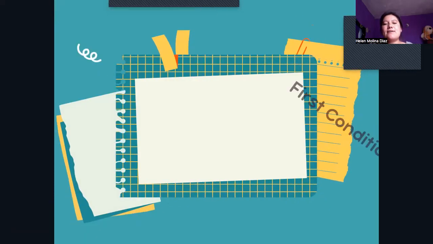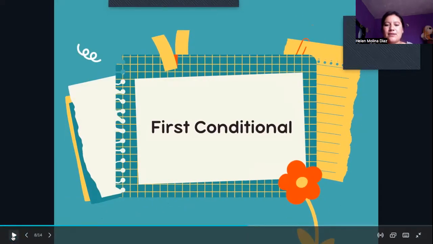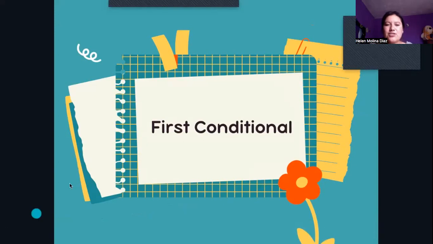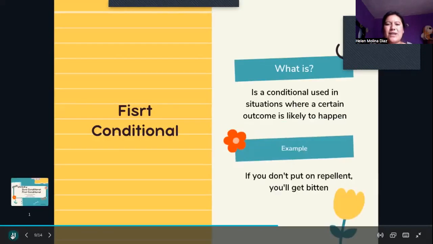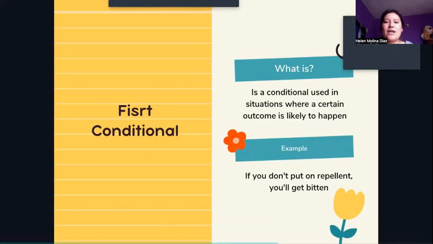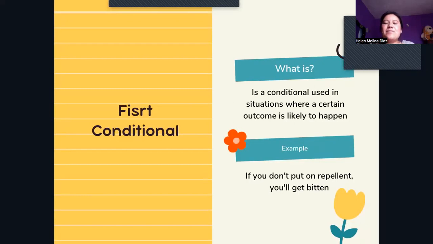And the first conditional. What is it? It's a conditional used in situations where a certain outcome is likely to happen. For example, if you don't put on repellent, you get bitten. In Spanish: si tú no usas el repelente, te van a picar. It is a situation where a certain outcome is likely to come.